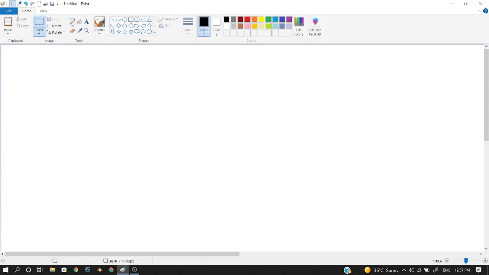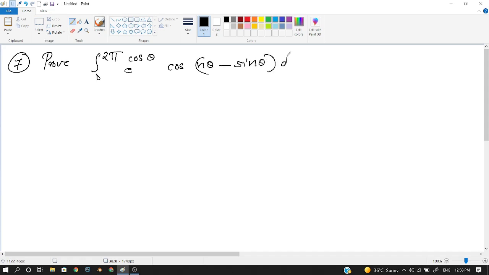Now we can move to one more example. Prove by contour integration, integral from 0 to 2 pi e raised to cos theta cos of n theta minus sin theta d theta equal to 2 pi divided by n factorial, where n is an integer.